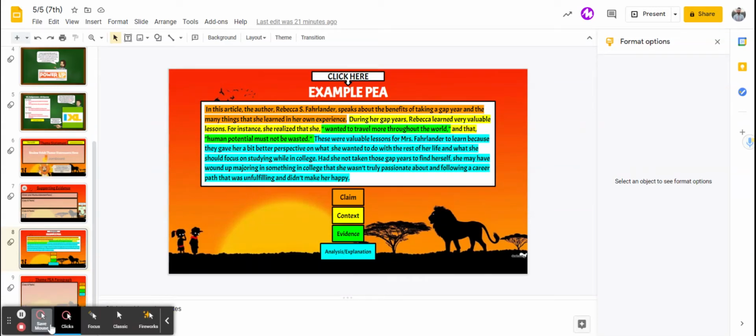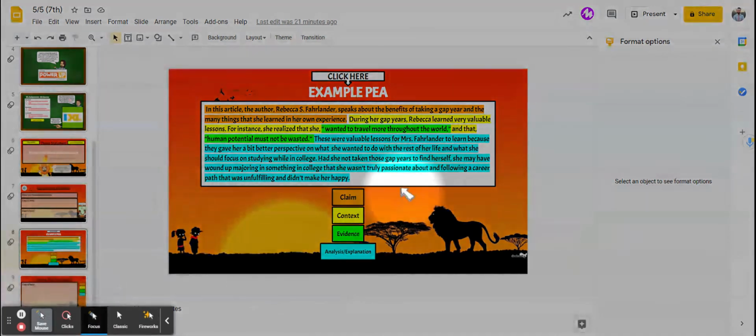All right, everybody. So let's check out this example PEA. What you're going to want to do before we do anything else is click on example PEA there, and it's going to take you to the article that this PEA was written about. You don't need to read the article to make sense of this, but it might help.